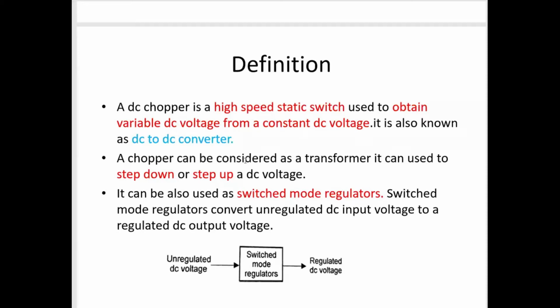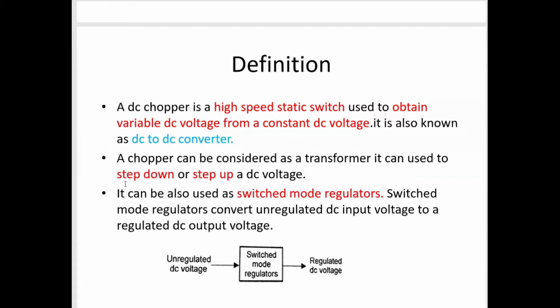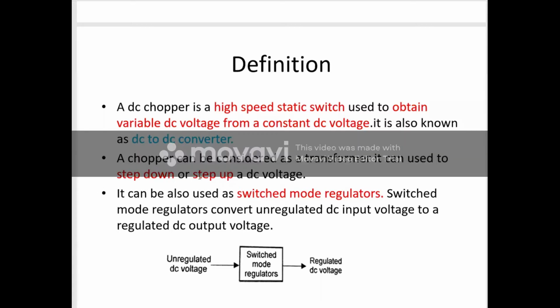So this chopper or DC converter can be considered as a transformer concept. In a transformer there are two types, either step down or step up. What is a step down transformer? The output voltage is lesser than the input voltage. If the output voltage is greater than the input voltage, it is a step up. Similarly, this DC to DC converter can either step up the voltage or step down the voltage.